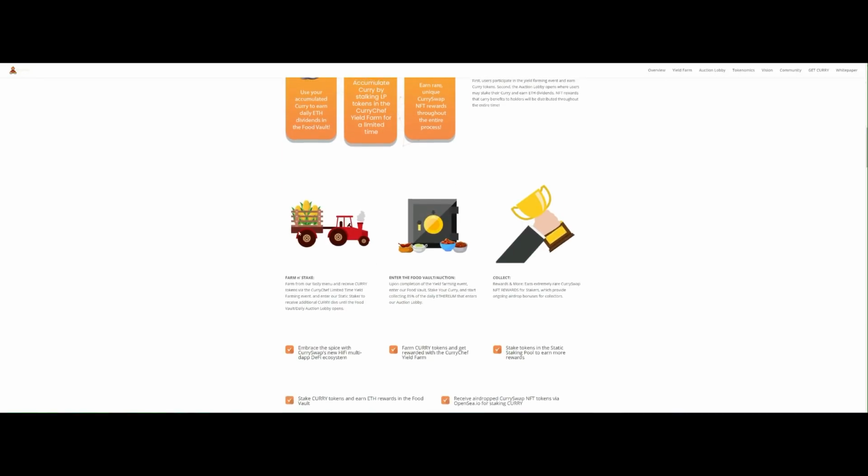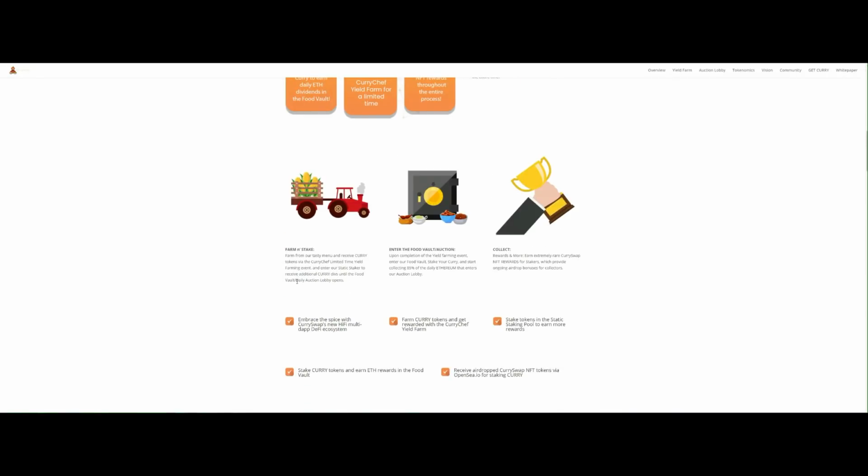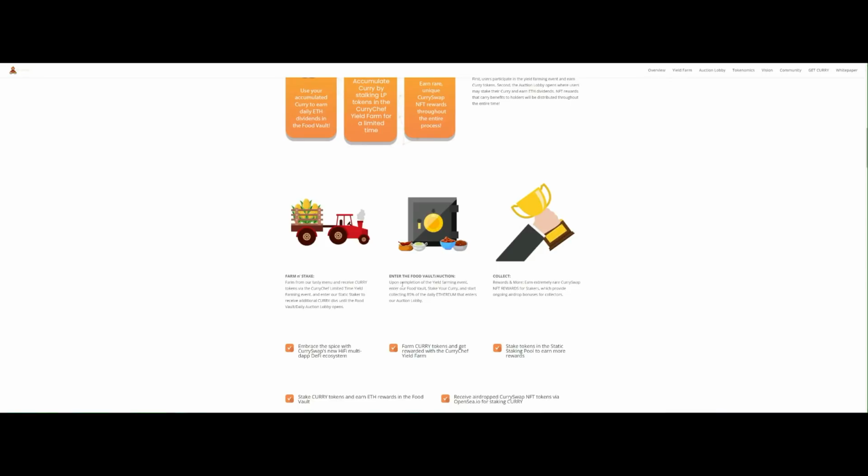So here it really tells you the procedures, and now let's talk about how they do so many things. So you see it here, guys, they have the farm and stake. So again, that's farm from our tasty menu and receive curry tokens via the Curry Chef limited time yield farming agent. So that's an option. That's a great option that you could do. And then from there, you enter the static staker to receive additional curry divs until the food vault lobby opens. So guys, it doesn't just stop there. You're receiving tokens here and you're receiving more over there. So very awesome stuff. And then from there, guys, you can enter the food vault auction.